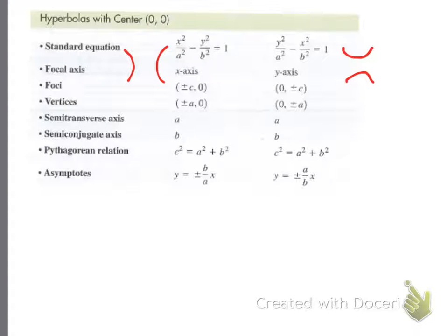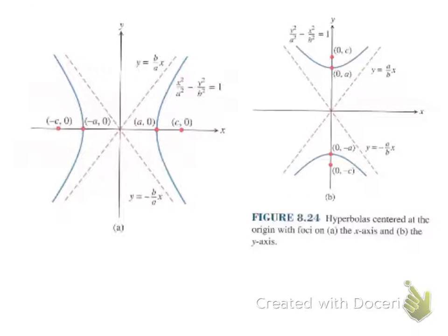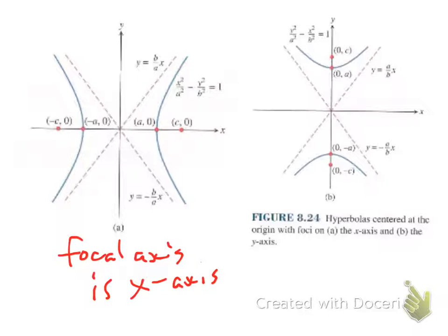And as you can see here, you have asymptotes now. So if we have to graph a hyperbola, we're going to have to plot asymptotes as well. Okay, here's the picture. This is if the focal axis is the x-axis, and then this is if it's the y-axis.